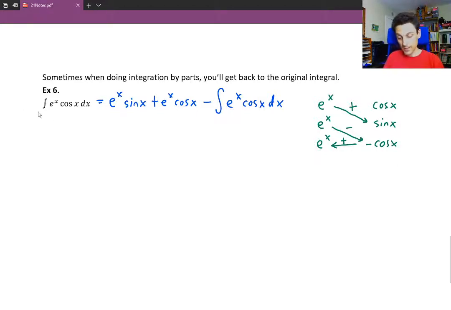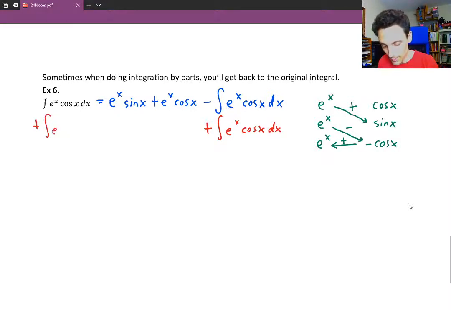Now what we're looking at here is the integral of e to the x cosine x dx is equal to e to the x sine x plus e to the x cosine x minus the integral of e to the x cosine x dx. We have the thing that we're looking for, this integral of e to the x cosine x, on both sides of the equation. Let's try to solve for it by getting rid of it on the right side and bringing it over to the left side. We can do that by adding the integral of e to the x cosine x to both sides.